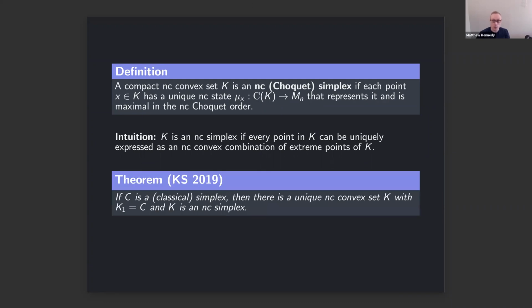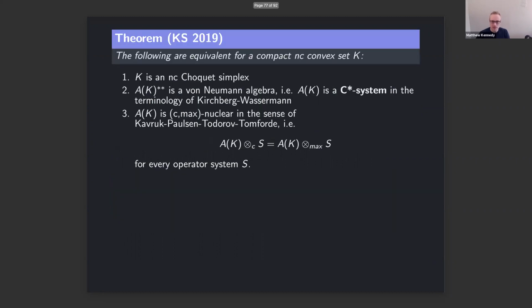And this is really a generalization of the classical notion of a simplex, because if C is a classical simplex, then you can show that there's a unique NC convex set with the property that K1 is equal to C and K is an NC simplex. So actually, it turns out that any such K will be an NC simplex. So this really is a generalization of the classical notion of a simplex.